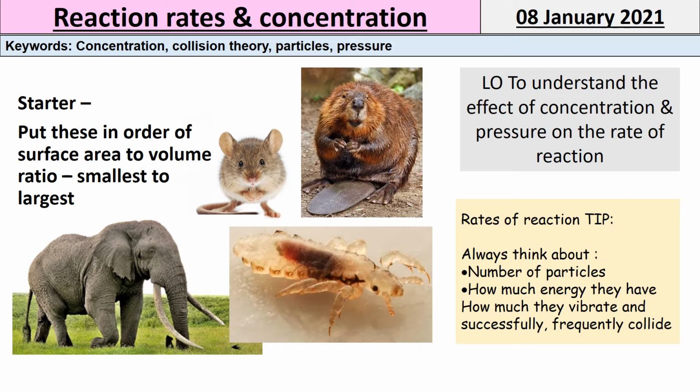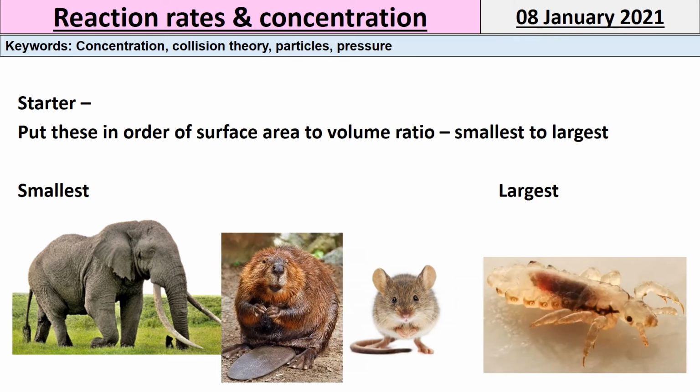Okay, hopefully you managed to do that. Let's look at the answers. These are the answers. The elephant has the smallest surface area to volume ratio, and that little insect there, I believe is a flea, has the largest surface area to volume ratio. So the smaller an animal gets, the greater the surface area to volume ratio is.